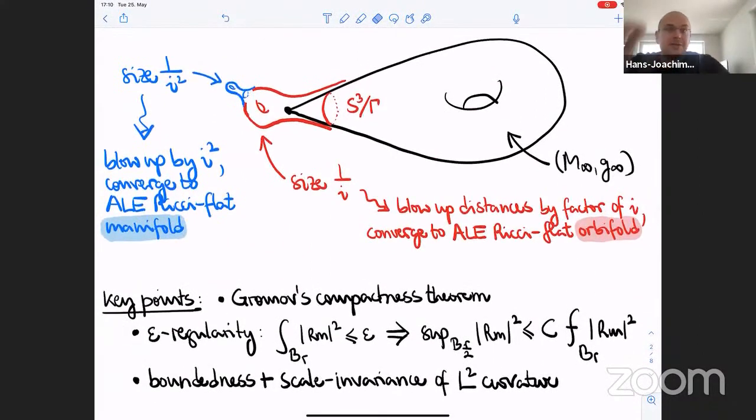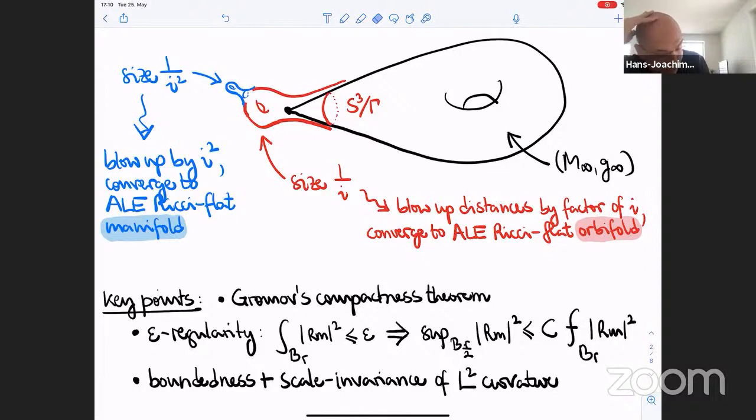So the key points in the proof of this theorem were basically three points. The first one is Gromov's compactness theorem, which allows you to extract some subsequential limit, which is some kind of metric space without any obvious good properties. And then you want to do regularity theory on this limit space.